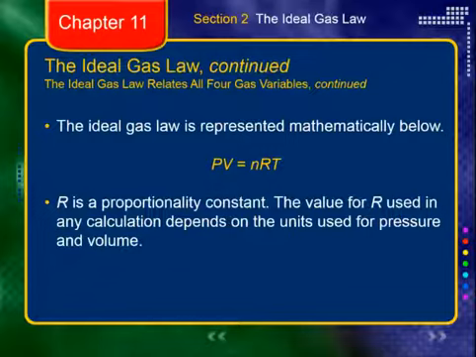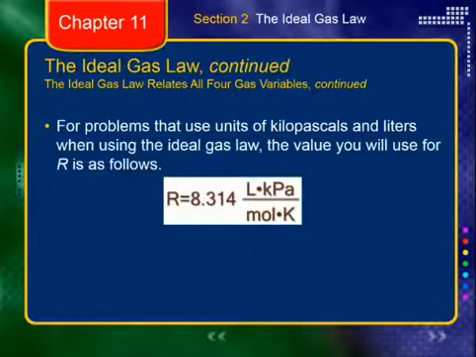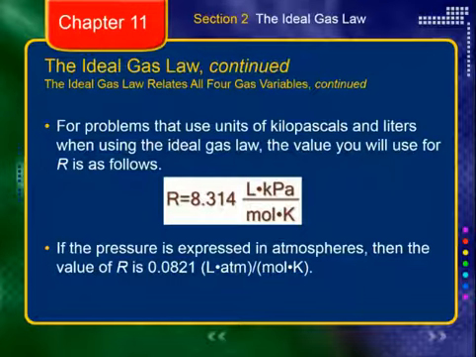So R is also called the universal gas constant. And the value for R can vary. It depends on what units you're using for your pressure mainly, and what units you're using for your volume, a little bit more rarely, but mainly what unit we're using for pressure. So for problems that use, for example, units of kilopascals and liters, if we're going to do an ideal gas law problem, you would use the value for R that is 8.314.